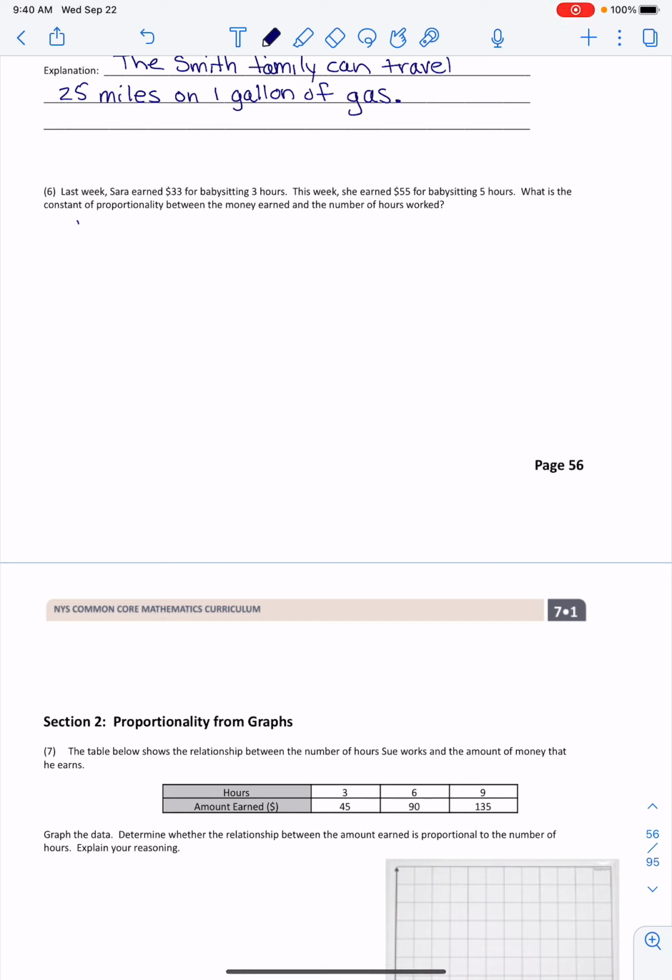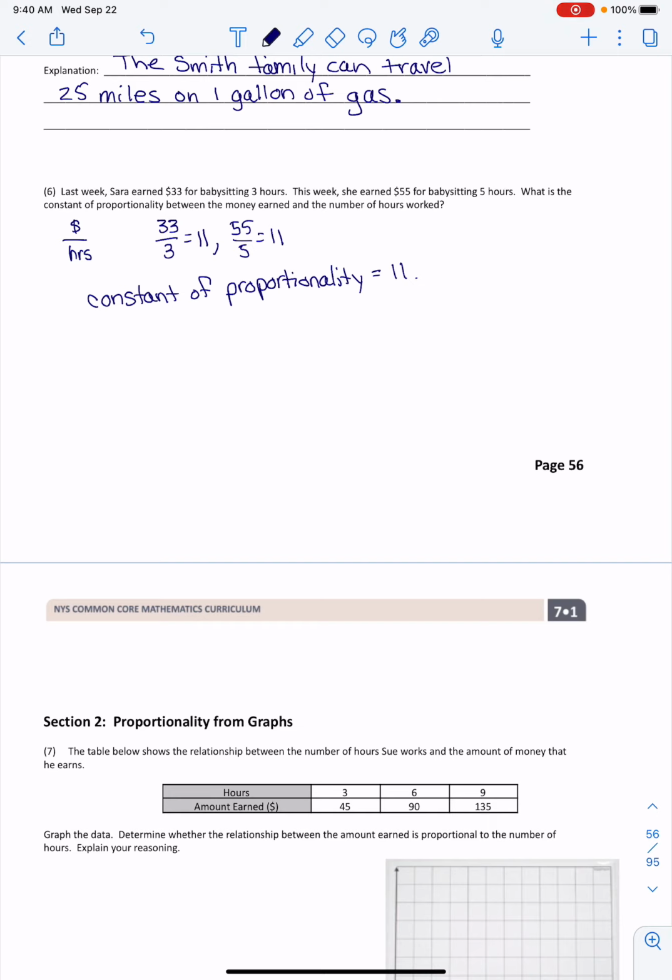Well, the money earned and the number of hours would be 33 over 3, which is 11, and 55 over 5, which is 11. So the constant of proportionality is 11.